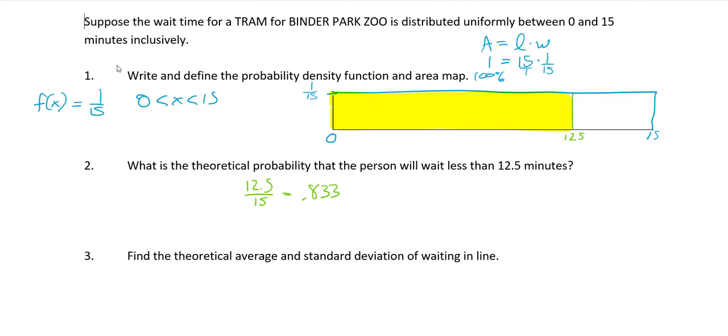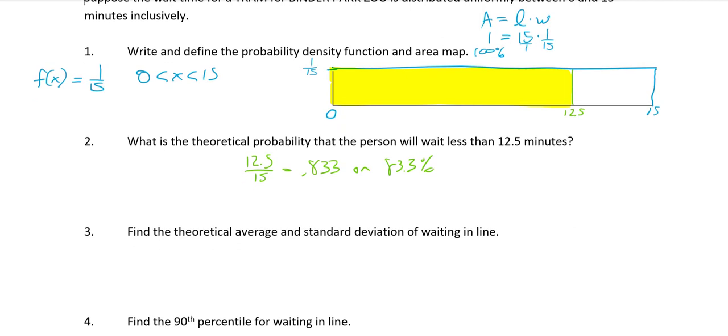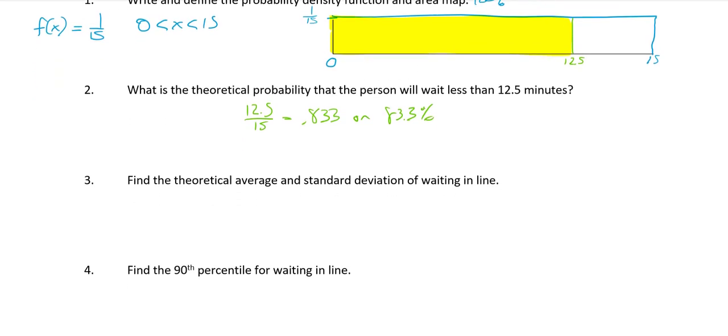Be sure to round correctly because this is 0.83 repeating, and I like doing 3 decimals because we can easily see this is 83.3%. And it's closer to 83 than 84. That's why I like to go one more decimal beyond just a normal percent. Okay, so let's do the theoretical average and the standard deviation of waiting in line.